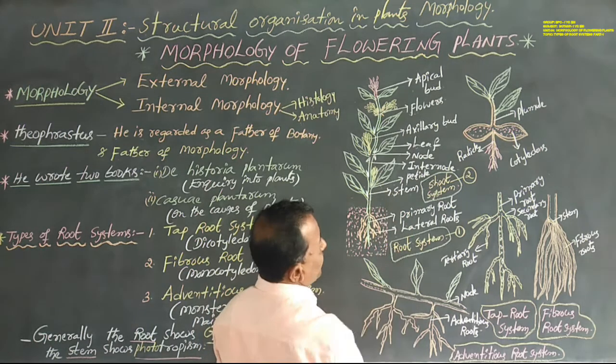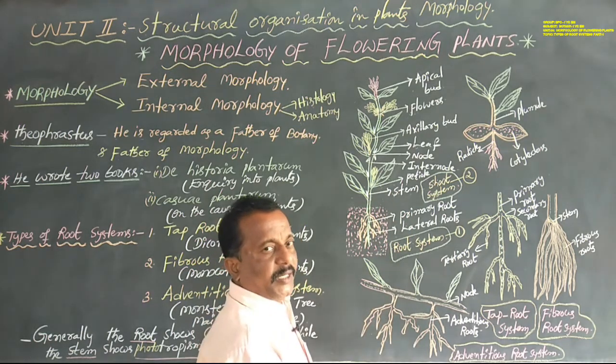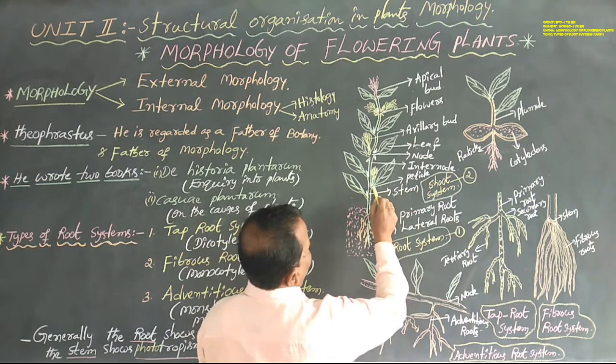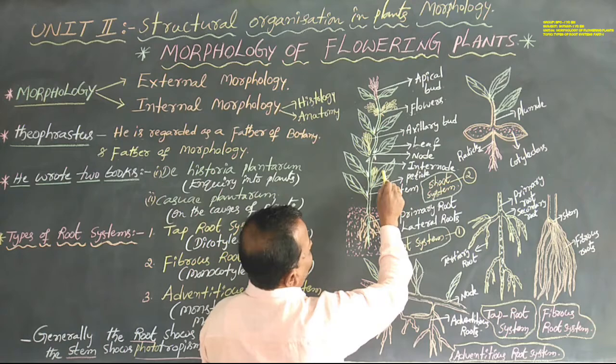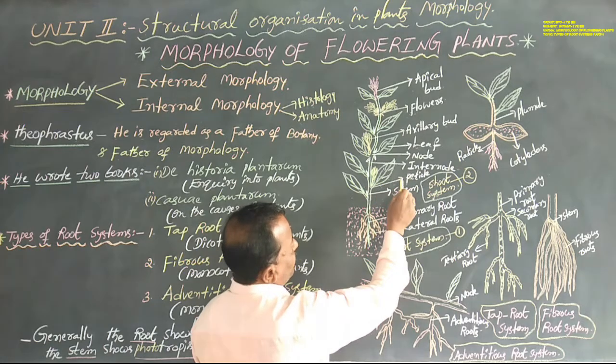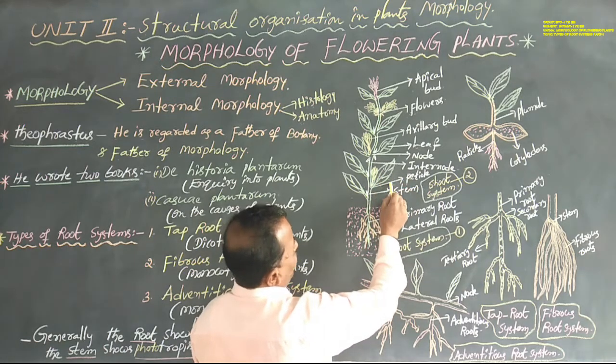Stem is always brown in color and light green in color. And this is a petiole. This is a leaf. And leaf is always based on petiole. Petiole is the base of the leaf.